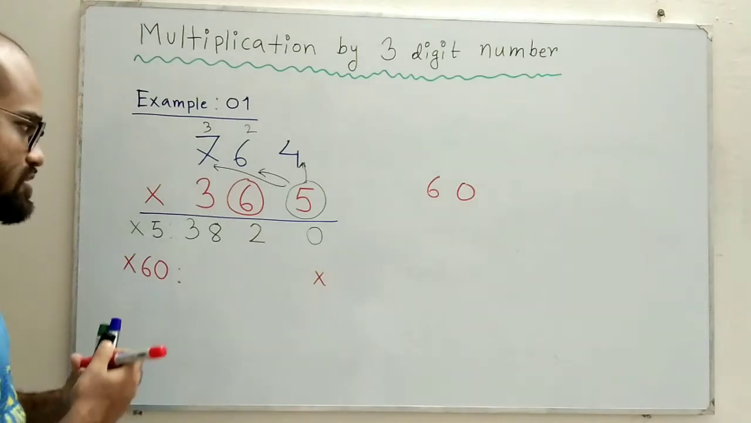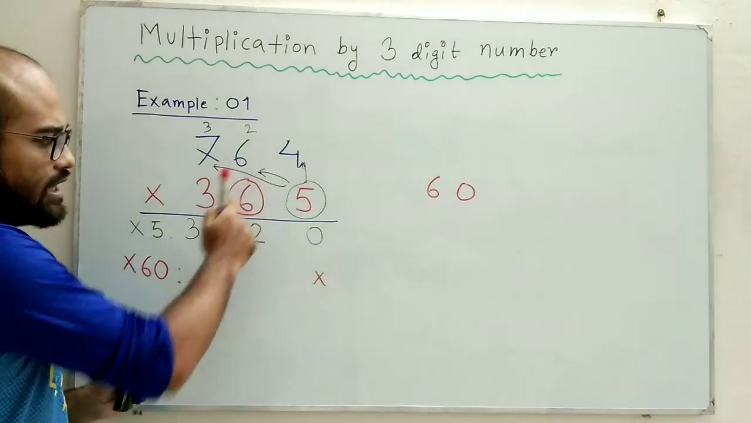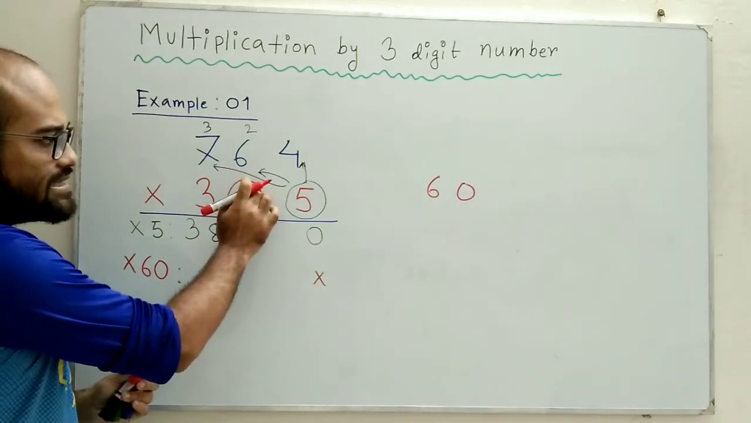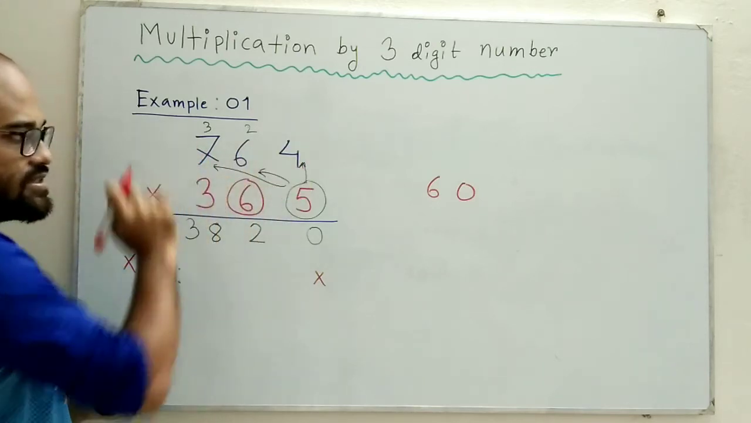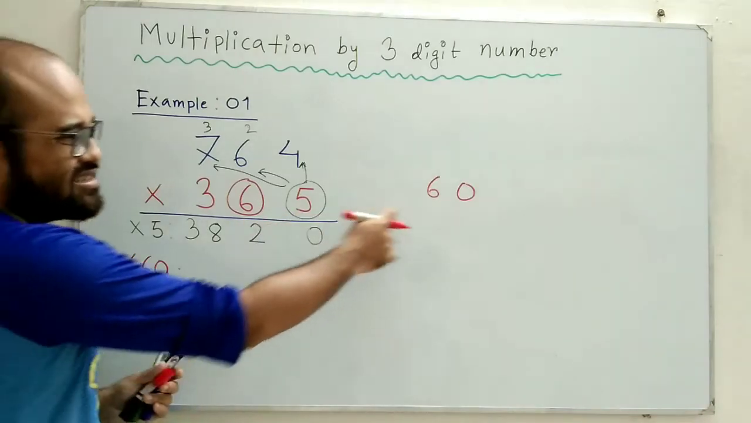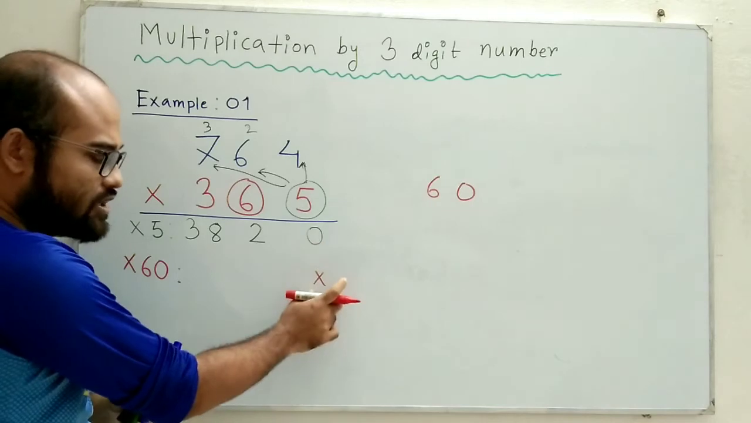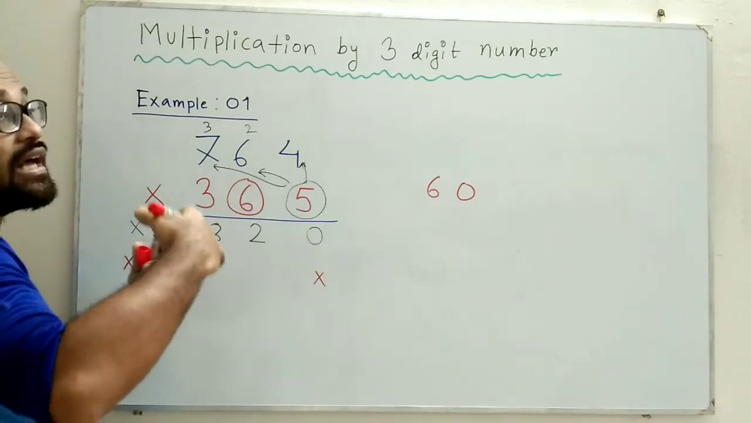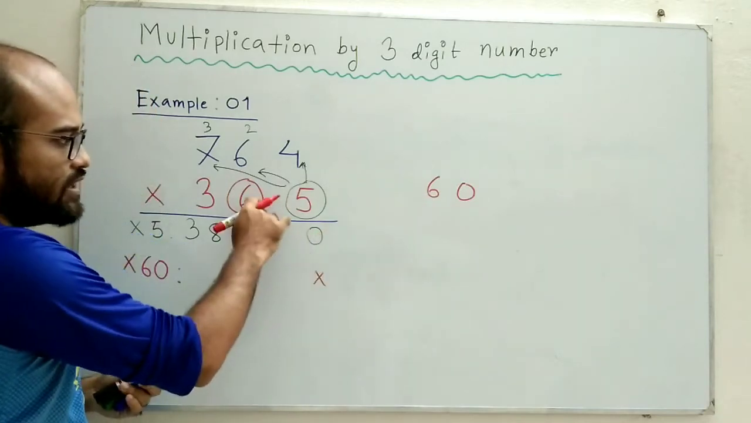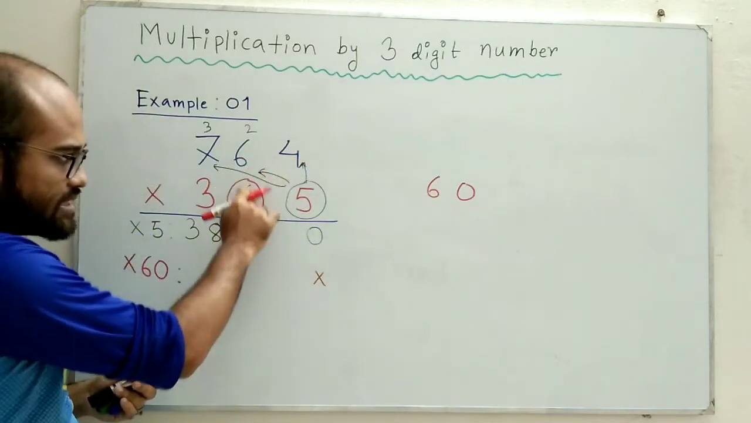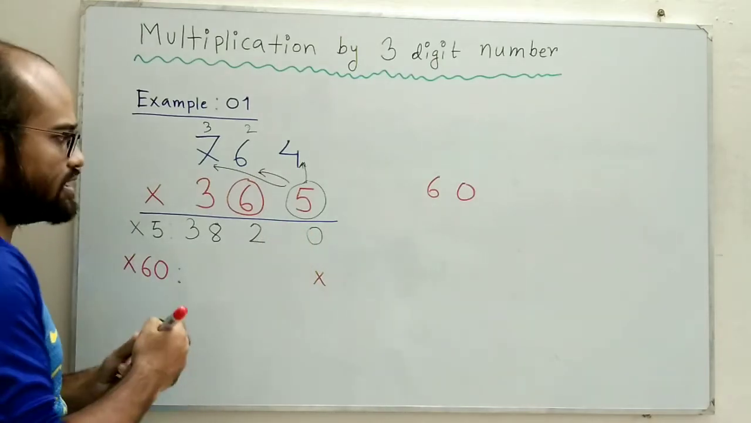I prefer putting a cross. After putting a cross, I will multiply with this 6, this 4, this 6 and this 7. Why? Because this 0 only adds a 0 in the units place. The main value of the product is actually created by 6. So, if I multiply 6 with 4, 6 with 6 and 6 with 7, I will get the non-zero part of my product. So, let's start.